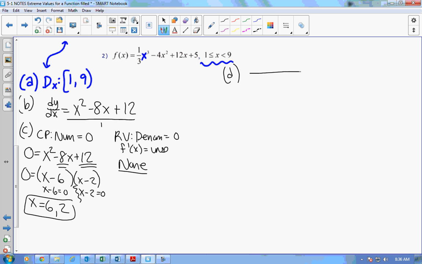Make a number line. What function is our number line representing? F prime. And we put 2 and 6. Okay, F prime is a quadratic. Is it a positive quadratic or a negative? It's positive.